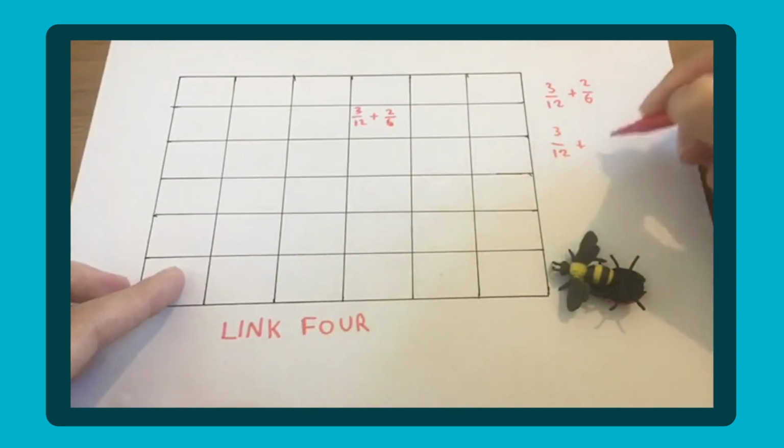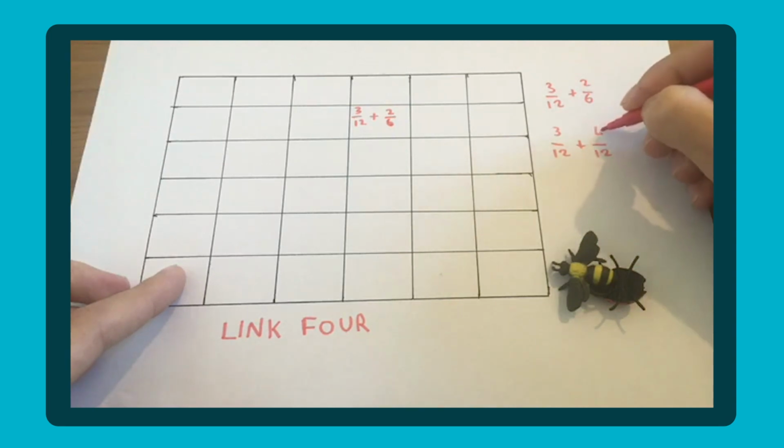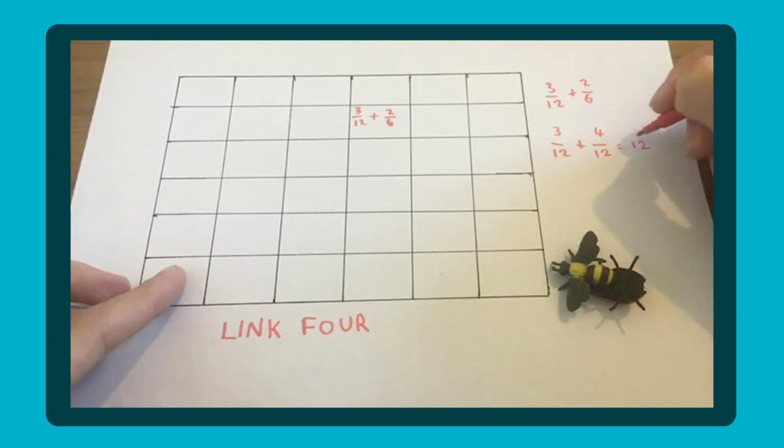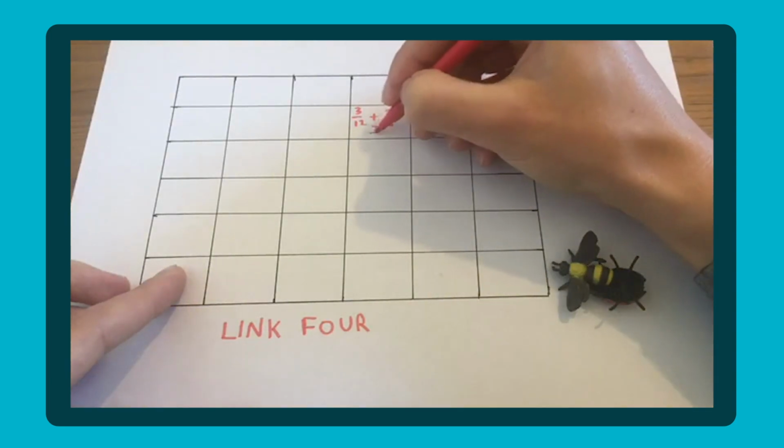3/12ths, add 12ths again, because I've timesed the denominator by 2. Whatever I do to the bottom number, I need to do to the top number. So I need to times 2 by 2 as well, and that's 4. So I've got 4/12ths, add 3/12ths. The denominator will stay the same. The whole is going to stay the same, so our answer is going to be in 12ths. And then we add those top numbers. 4 and 3 is 7. So our answer there is going to be 7/12ths.